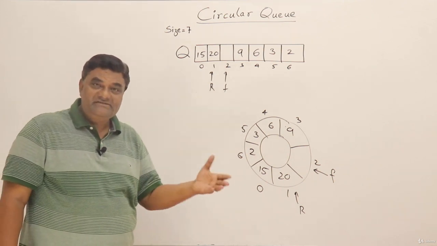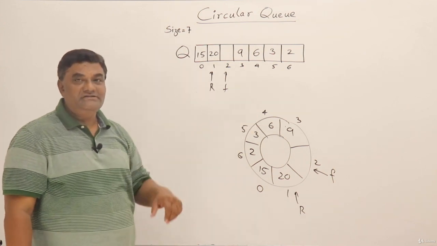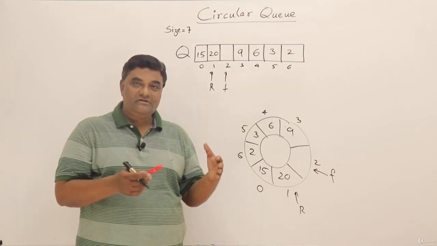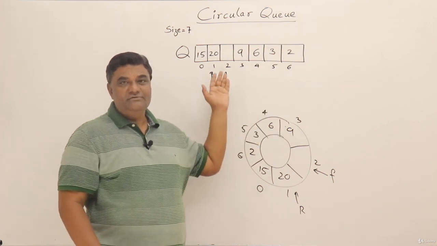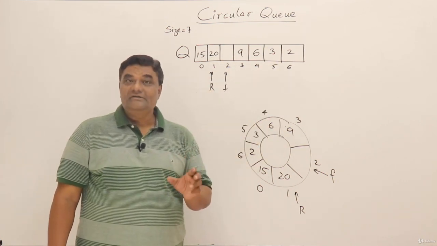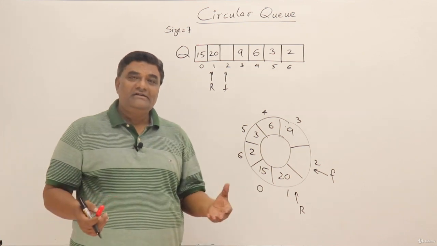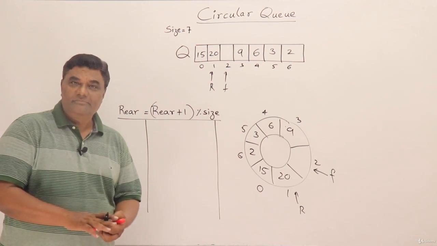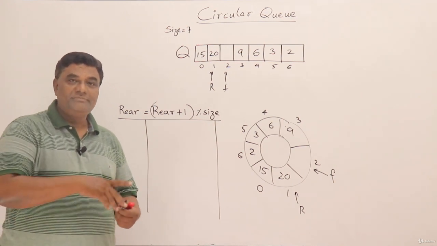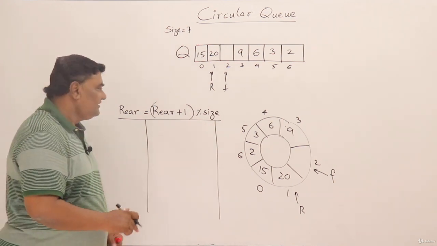So I'll be moving next, but after 6 it should come on 0. So circular behavior, or the circular values like 0, 1, 2, 3, 4, 5, 6, then again 0, we want. This can be obtained using mod operation. So how we can take the help of mod operation, I will show you. Let us see how mod operation can be used for obtaining circular values.